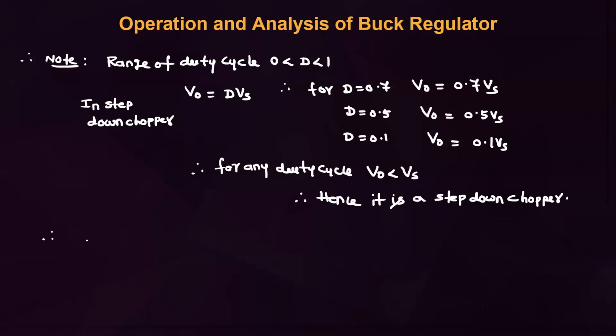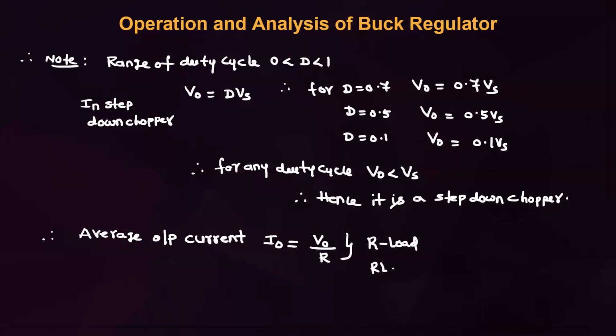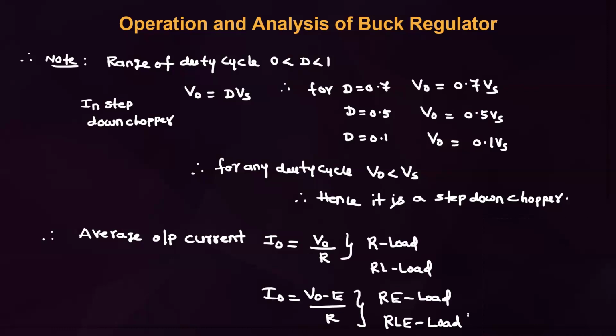Once you know the average output voltage, how to calculate average output current? Average output current I naught equal to V naught by R, if it is an R load. You can also apply I naught equal to V naught minus E by R if it is a battery load. If the battery load is present, you have to apply I naught equal to V naught minus E by R. These two formulas you have to concentrate on, minimum.